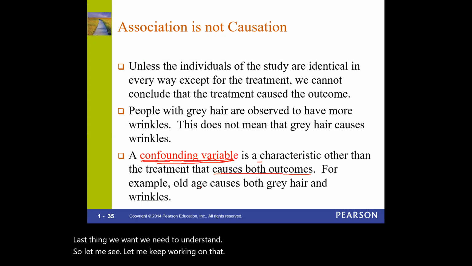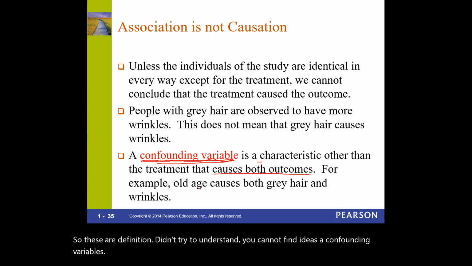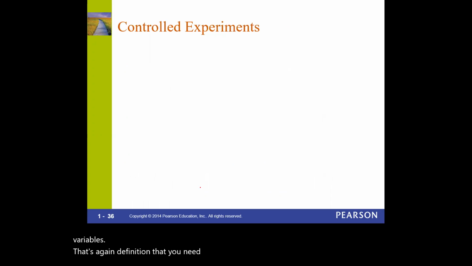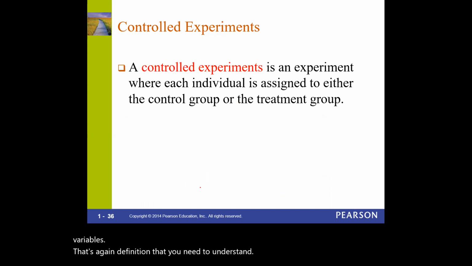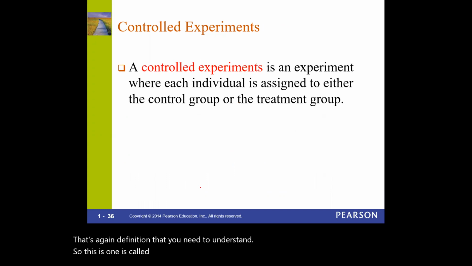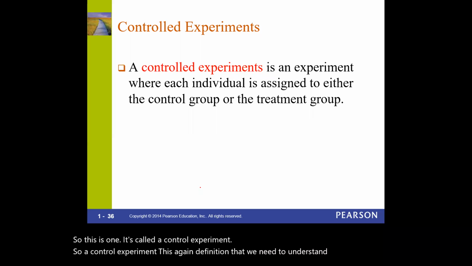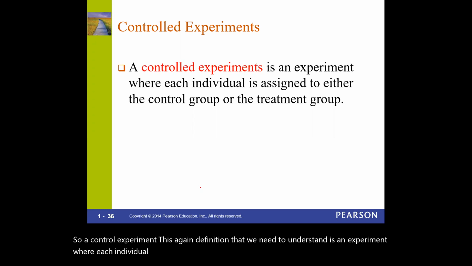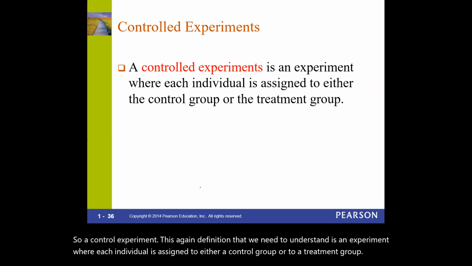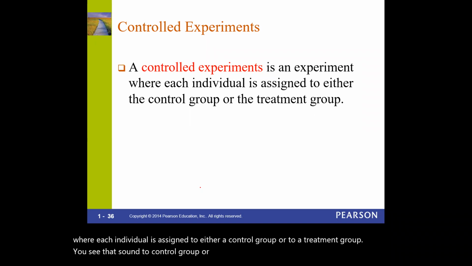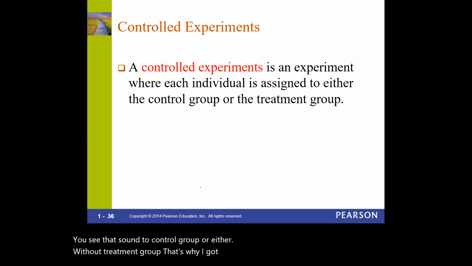So these are definitions you need to try to understand. You're going to find ideas like confounding variables. That's again a definition that you need to understand. Okay, this one is called a control experiment. A control experiment, again a definition that we need to understand, is an experiment where each individual is assigned to either a control group or a treatment group. This is why I call it a control experiment.